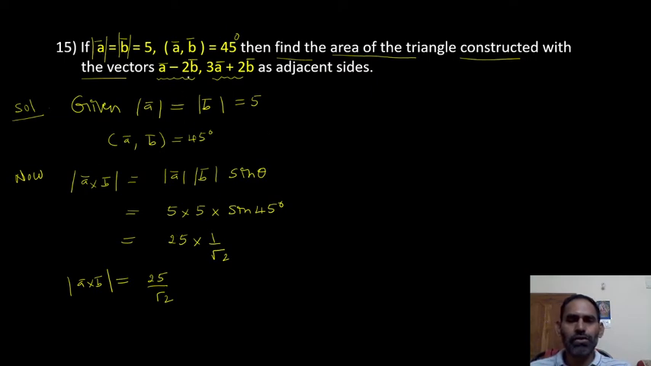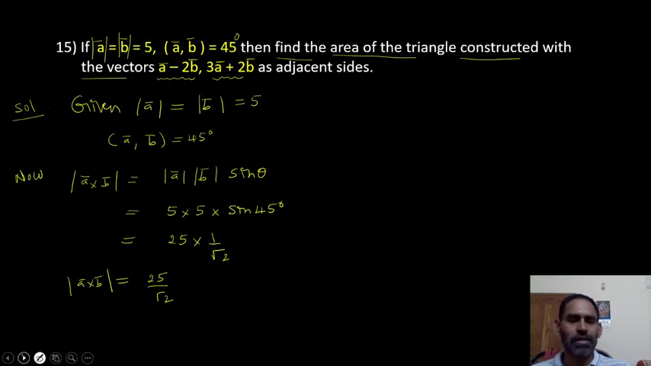Now we should find the area of the triangle. The adjacent sides are given: a bar minus 2b bar and 3a bar plus 2b bar. This is the triangle. One of the sides is a bar minus 2b bar, and the other adjacent side is 3a bar plus 2b bar.